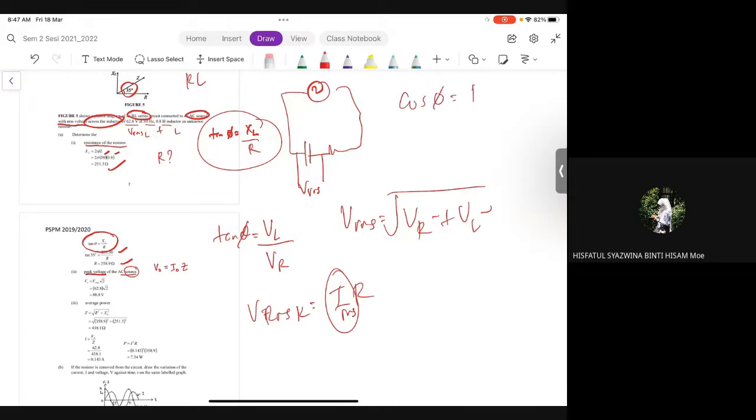Cos V sama dengan R over Z. So cos 35, because V ni adalah sama je dengan tangent tu. So R kita dah ada tadi. So you can get the Z lah. Tapi bila you dapat Z, you still tak dapat I0 lagi. I0 is not ni. Something wrong lah dengan ni.